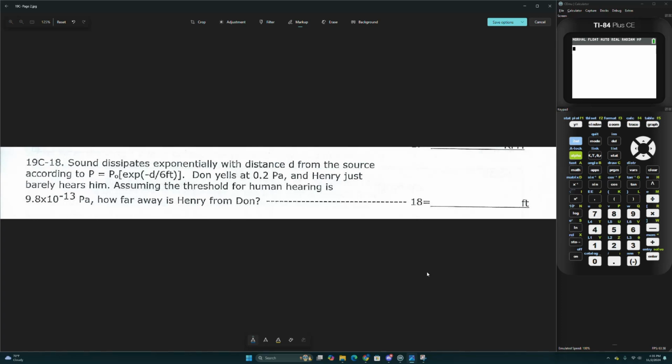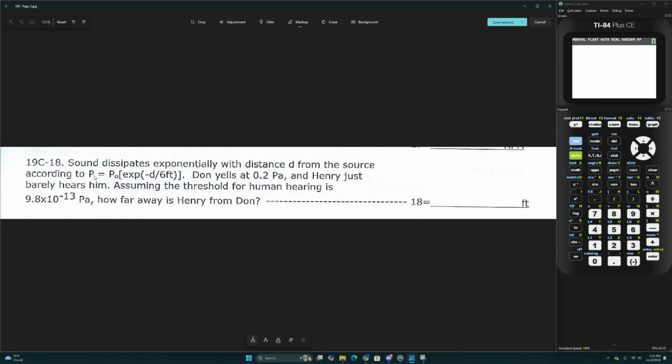So, I have a scary looking problem for us, but it's not as bad as it seems. We're given that sound dissipates exponentially with distance d from the source, according to this formula. It will be important whenever we solve it. Basically, we can figure out what all this means, right? Putting this in the proper form is what is necessary for us to solve this problem.